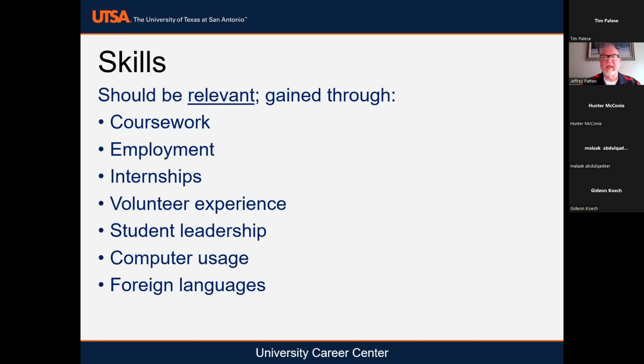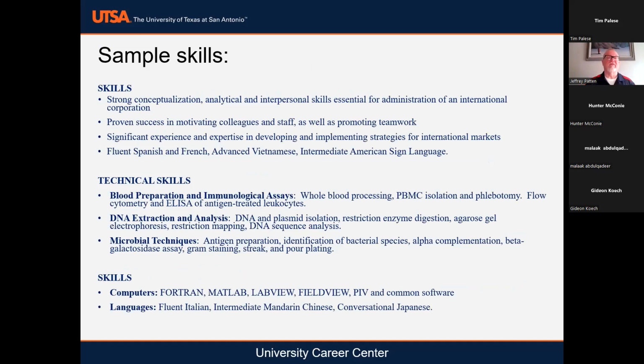Skills can come from any variety of places, from coursework you've taken, employment, internships, volunteer experience. The crucial thing here is that you're able to, again, demonstrate and articulate that to the employer. So the first one, it's kind of broad because we're talking about things in the field of business. Again, the types of experience they have. Second one is very specific, technical skills.